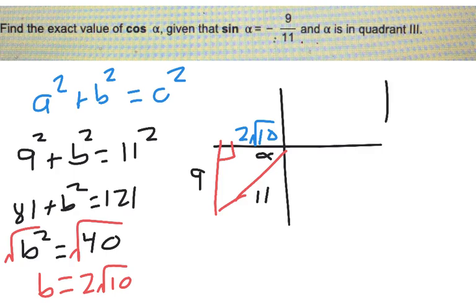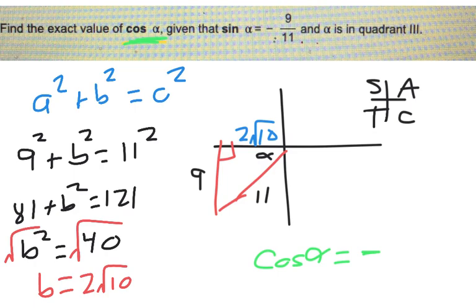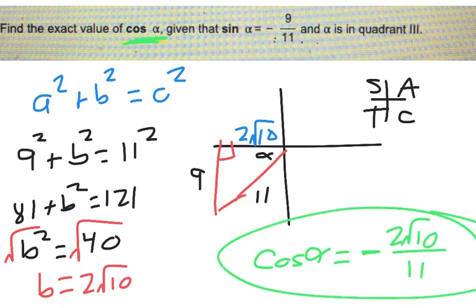Okay. And I also know, because I'm in the third quadrant, that only tangent is positive from my All Students Take Calculus. So now I'm ready to work the problem. It asks me what is cosine of alpha. So if I'm finding cosine from this angle, because I'm in the third quadrant, I know cosine is negative. And now cosine is the adjacent side over the, sorry, I drew the wrong way, the adjacent side over the hypotenuse. So that means this is negative 2 radical 10 over 11 for cosine of alpha.